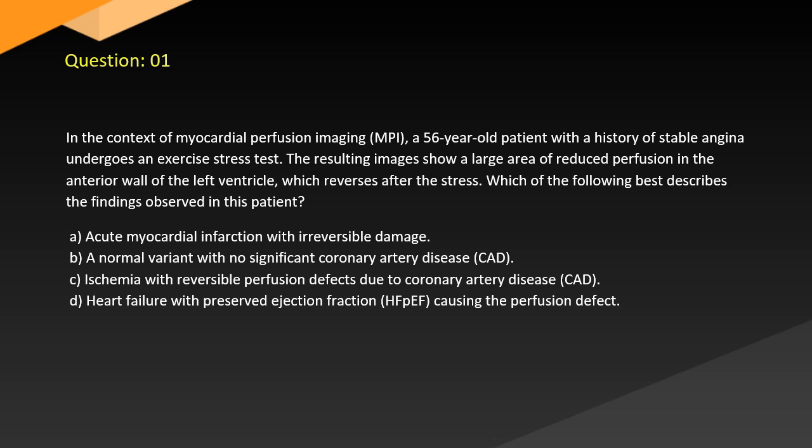Question 1. In the context of myocardial perfusion imaging (MPI), a 56-year-old patient with a history of stable angina undergoes an exercise stress test. The resulting images show a large area of reduced perfusion in the anterior wall of the left ventricle, which reverses after the stress. Which of the following best describes the findings observed in this patient?